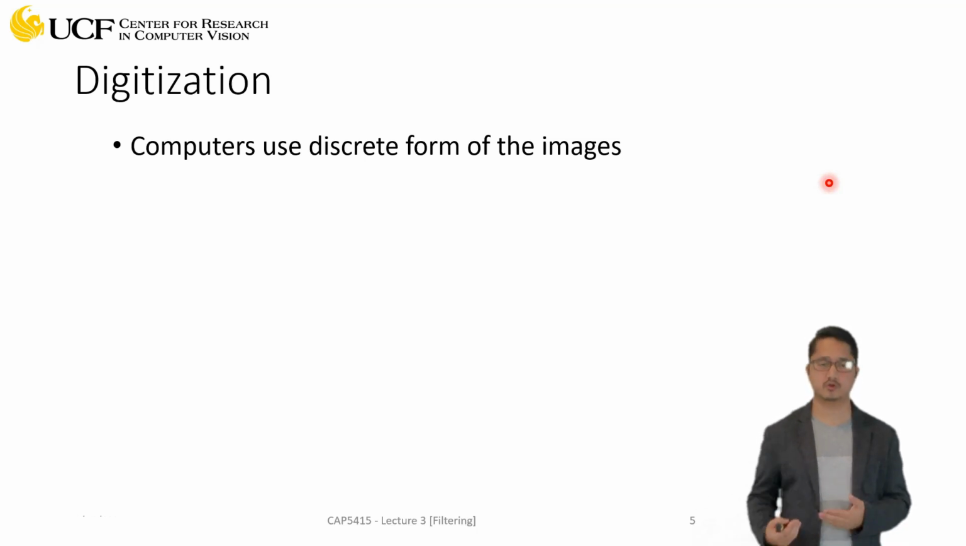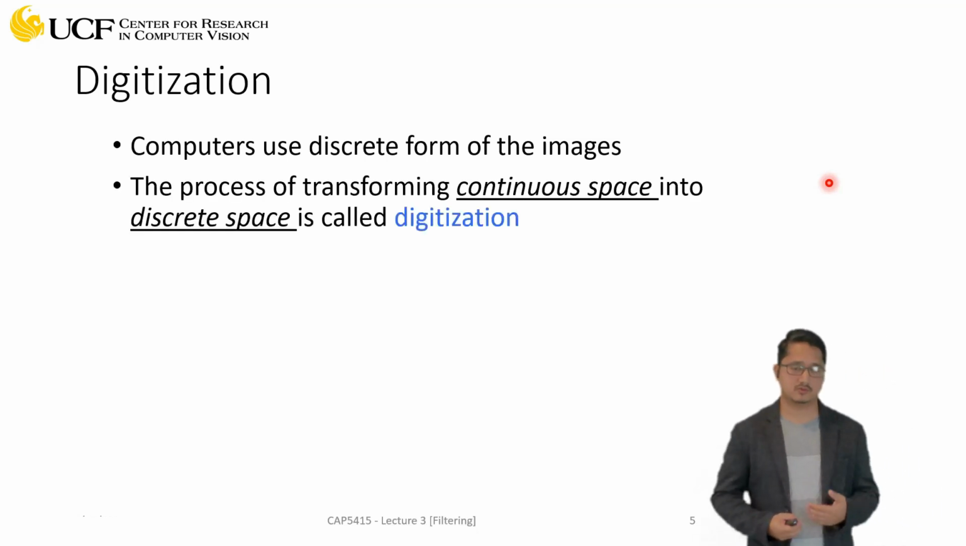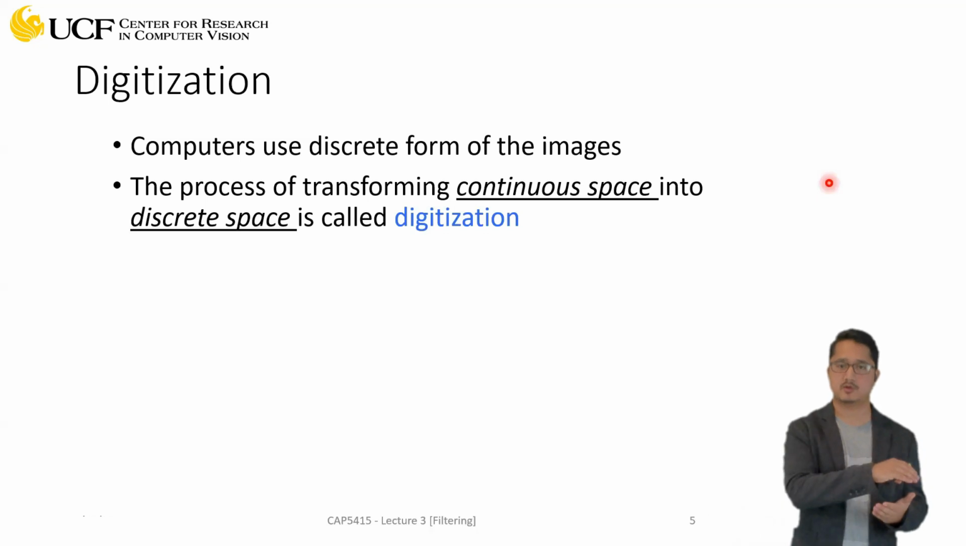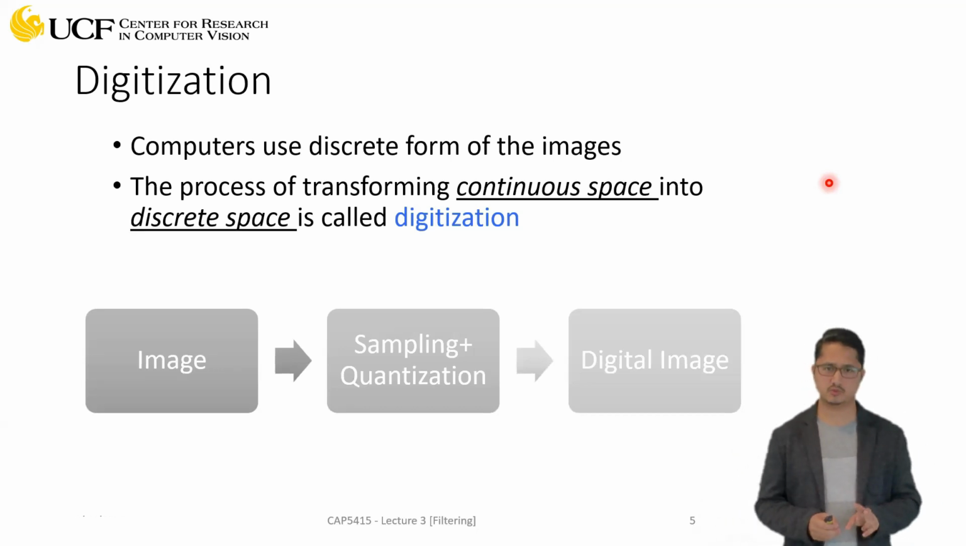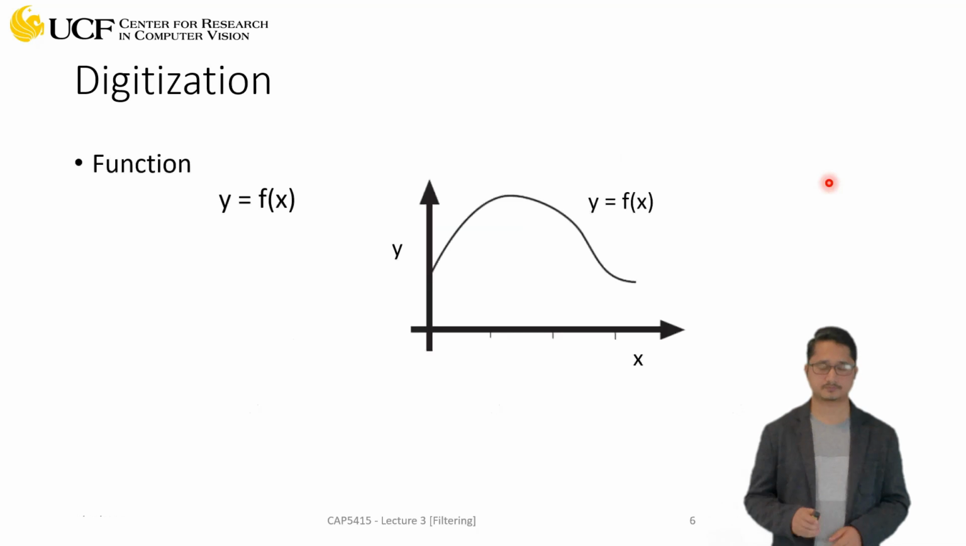But as we move on to computers, we'll have to be discrete. We cannot capture these images in a continuous space. So therefore, we have to perform image digitization. And this is basically just transforming this continuous space into discrete space. And this image digitization has two main steps. The first one is called sampling, and the second one is called quantization. So we'll cover these two in detail now.